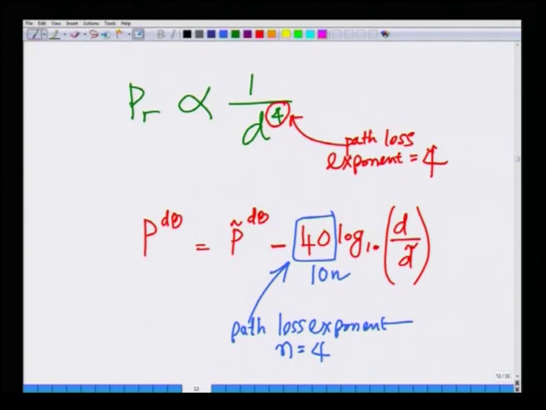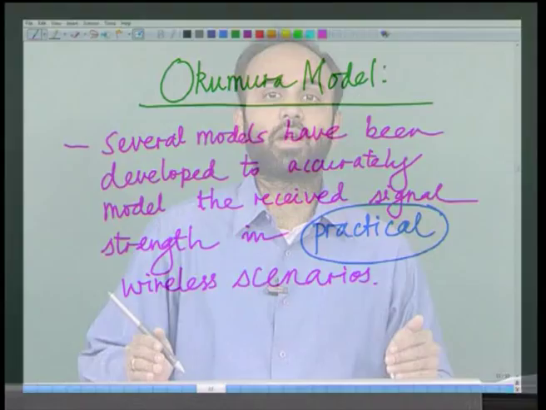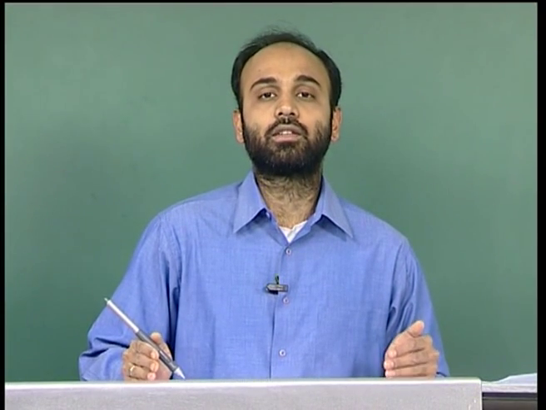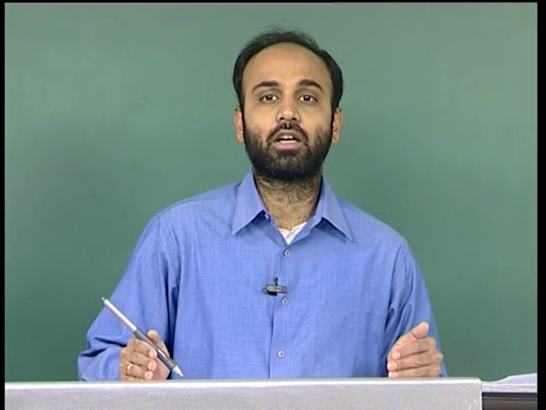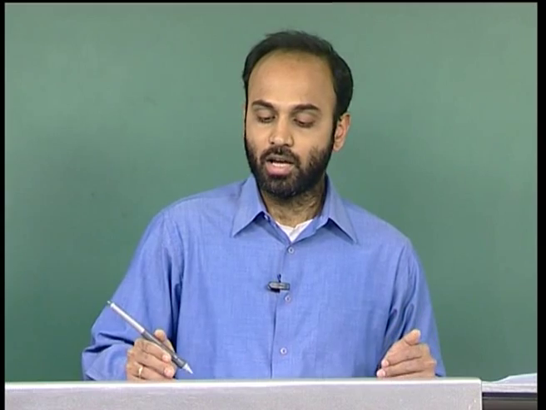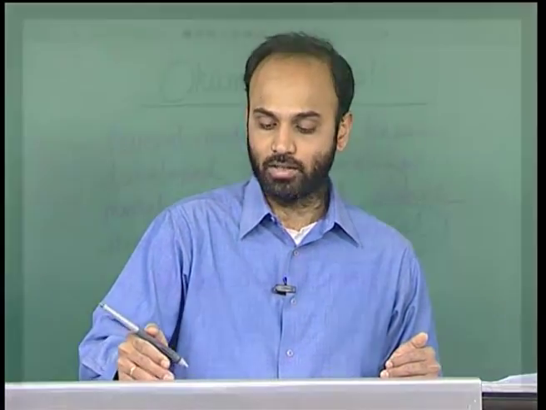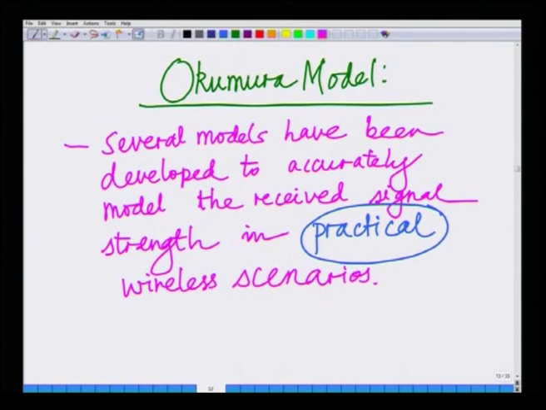And essentially, the other thing that we started looking at is the Okumura model for wireless communication. We said that in a practical wireless channel propagation scenario, we want to consider a model which gives us signal strength as a function of distance, and this Okumura model is one such practical model which is applicable in practical scenarios, to accurately model the received signal strength as a function of the distance.